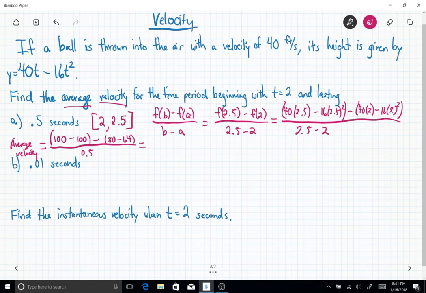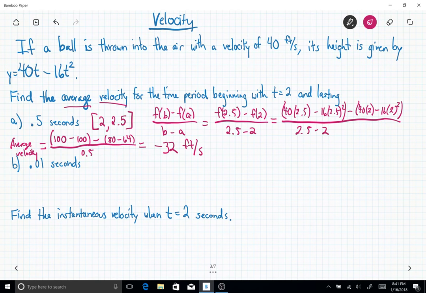Okay. And so what happens here? So we have 80 minus 64, the 100 minus 100 cancels out, so we have negative 16 divided by 0.5, so that becomes negative 32, and this should be in feet per second. Okay?